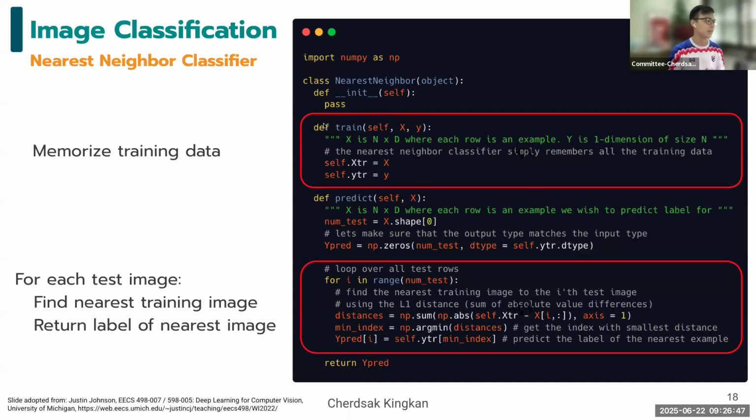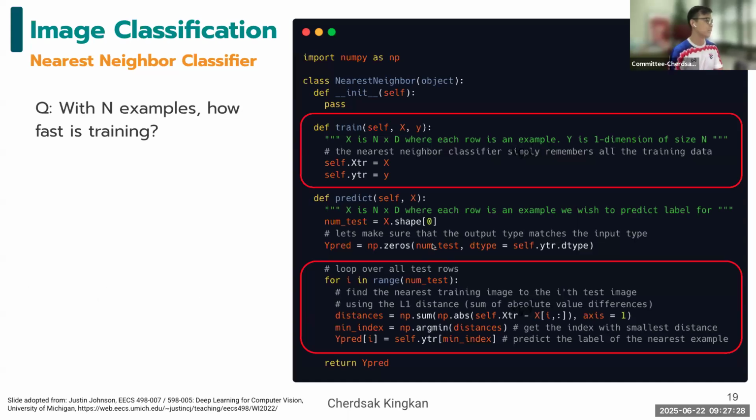So we have this train function, which is memorizing all the training data, and then when it comes to prediction, you just loop through all the training images with the testing image that you want, and try to find the minimum distance amongst all pairs of testing and training images, and then you get the label of that testing sample. So that's it for the nearest neighbor classification. That's essentially what it does.